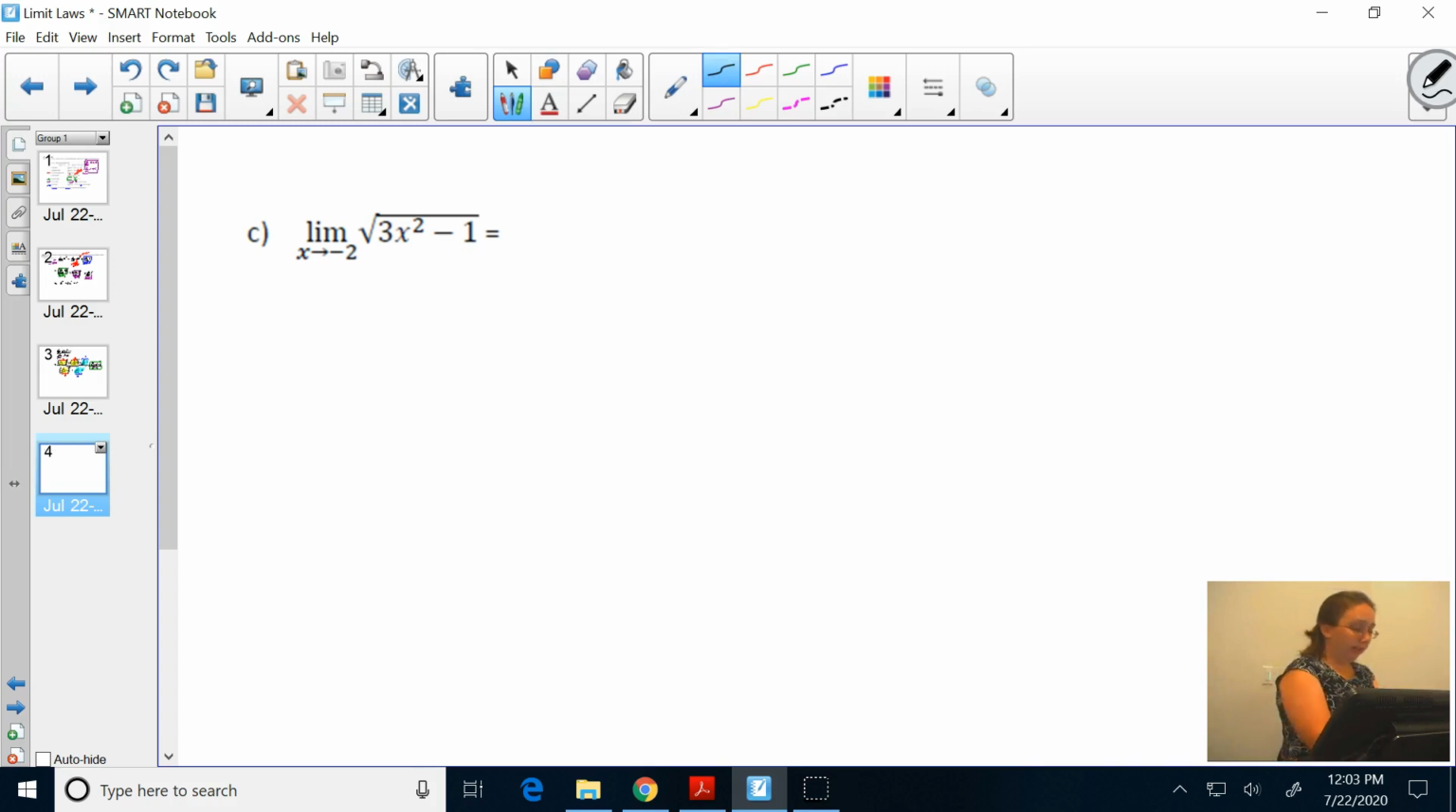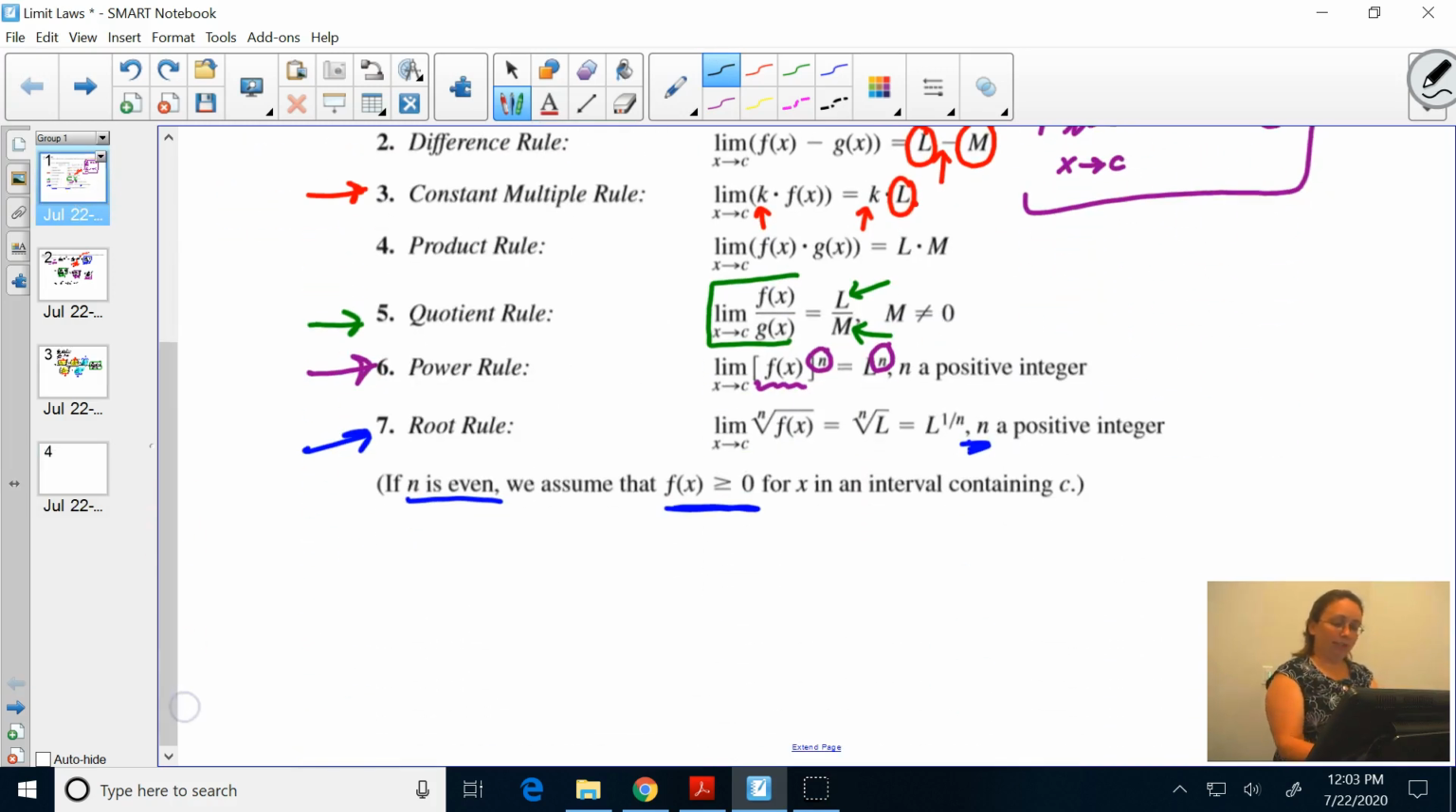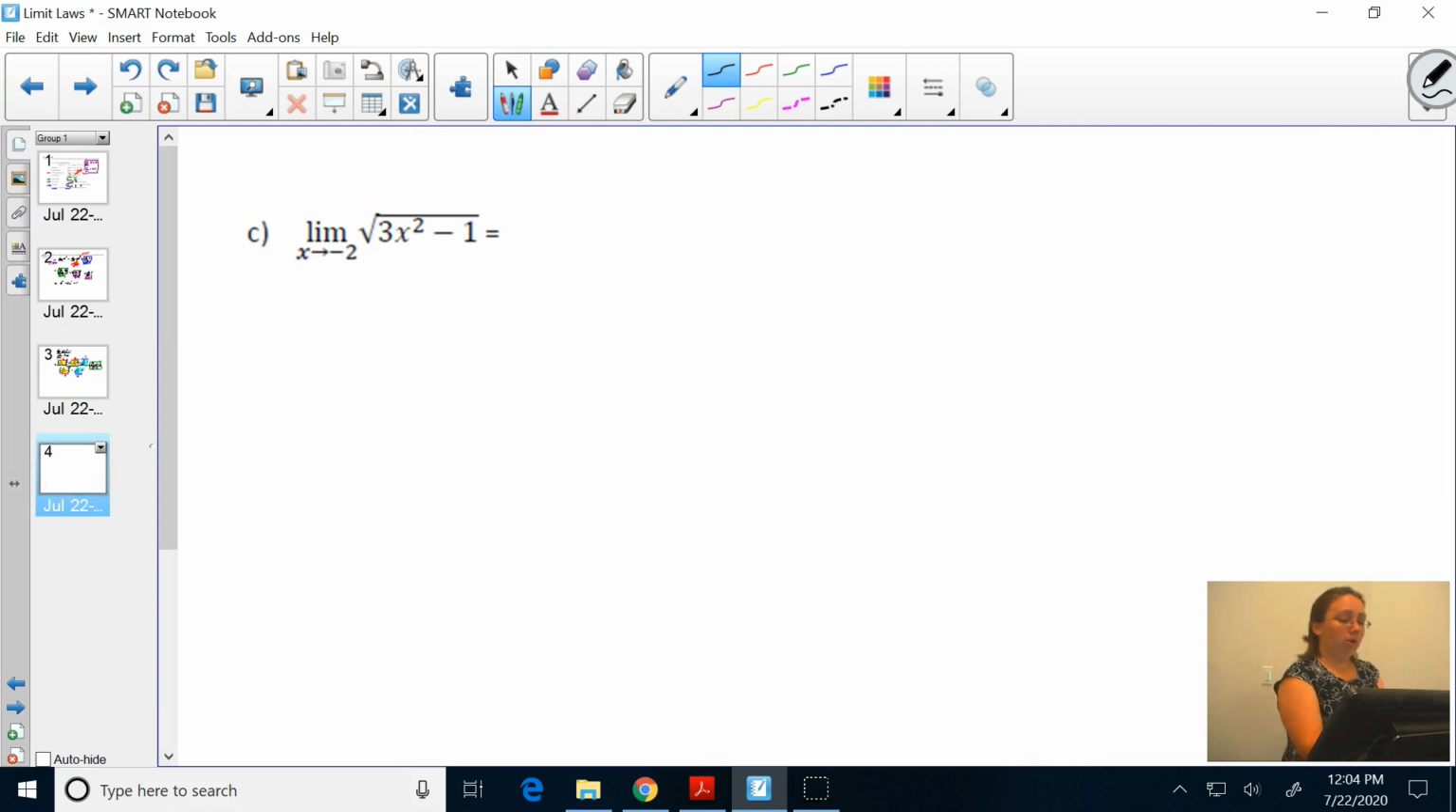So what does the root rule say, though? Let me go back to it one more time. The root rule says, if you have the limit involving a root, take the limit of the inside and then put the root on. So the root is on the L. L is the limit of the inside, and then we take the root afterwards. The limit moves inside of our root.